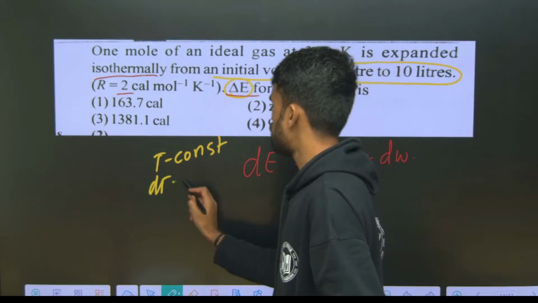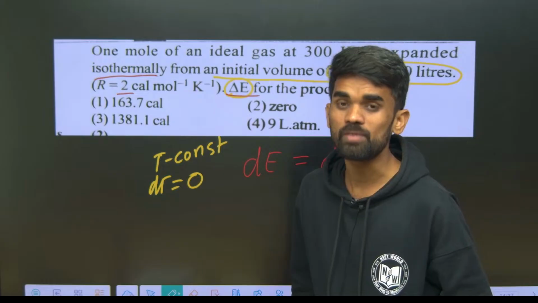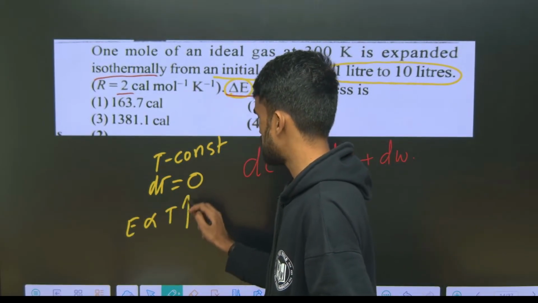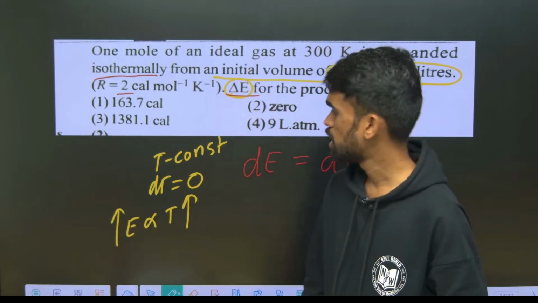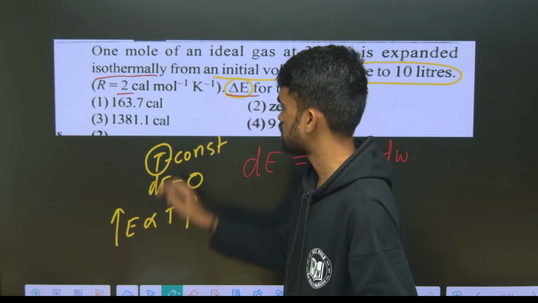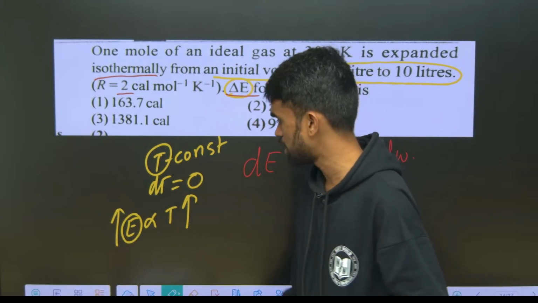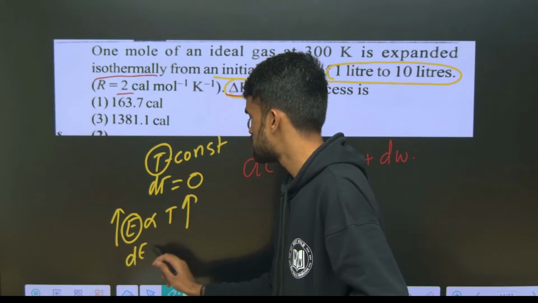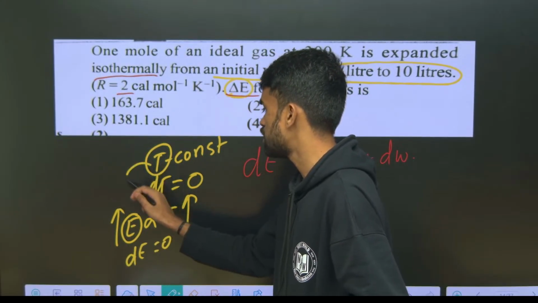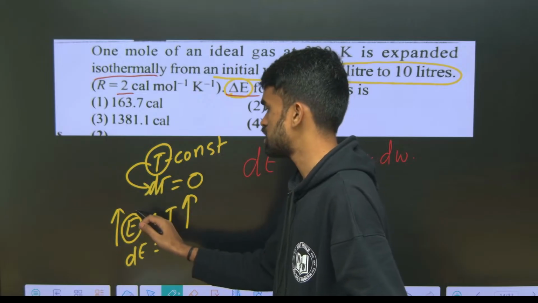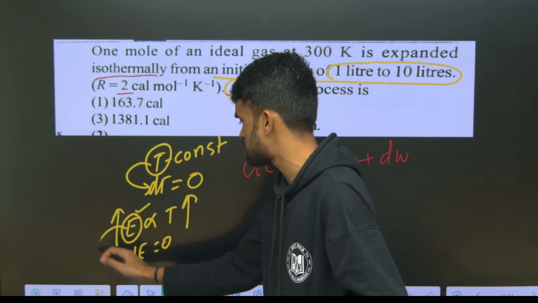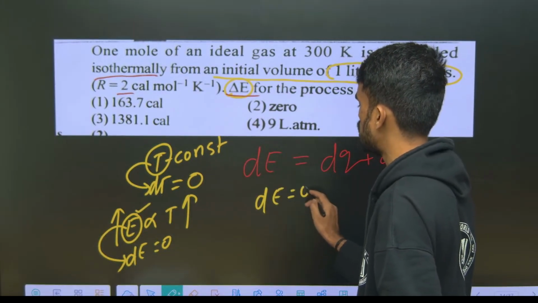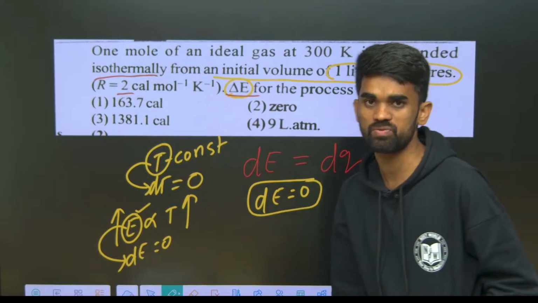See, we know from the first law of thermodynamics, internal energy dE equals dQ plus dW. Here isothermal means temperature constant. So T constant, the change in temperature dT will be 0. From the average kinetic energy formula, energy is proportional to temperature. If temperature increases, energy also increases. But here temperature is constant, so internal energy also will be constant. Therefore, change in internal energy becomes 0 here. If temperature is constant, its change will be 0. If internal energy is constant, then its change will be 0. So the change in internal energy in an isothermal process will be 0.